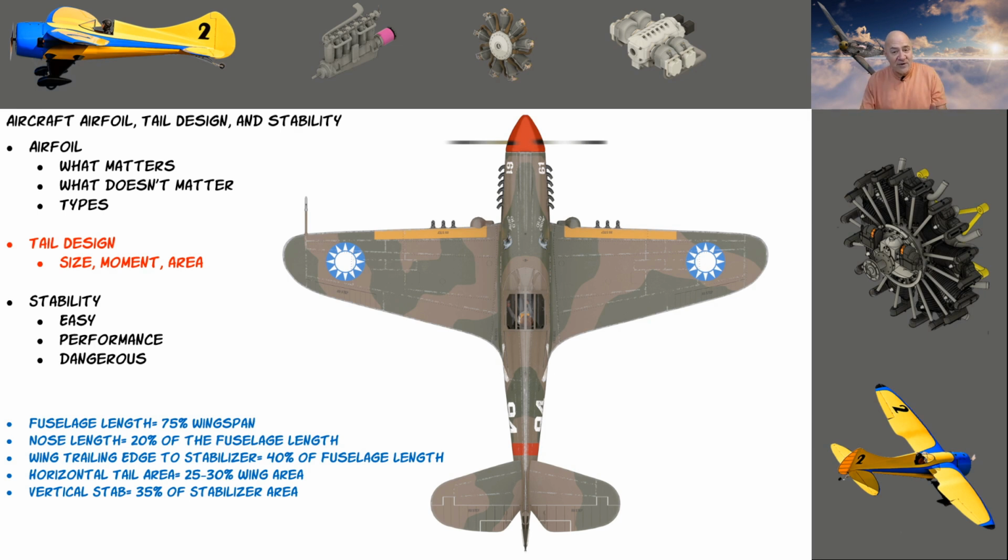This is for model aircraft though. Our motors are a lot lighter than full-scale engines. Well, I shouldn't say that. I was going to say relatively speaking, but some of our electric motors are really heavy. They're heavier than a gas motor. But as a rule of thumb, 20%. From the trailing edge of the wing to the front of the stabilizer is normally 40%. Horizontal stabilizer area is normally 25 to 30% of the wing.